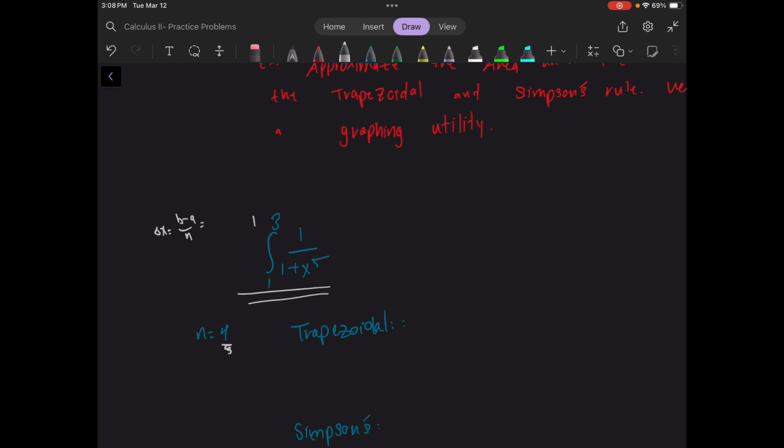And we see that b equals 3 and a equals 1. So b minus a is 2, over n being 4. That just means that the width of these 4 rectangles is 1/2. And obviously 4 1/2-wide rectangles is a distance of 2, the distance of 2 between 1 and 3, right?